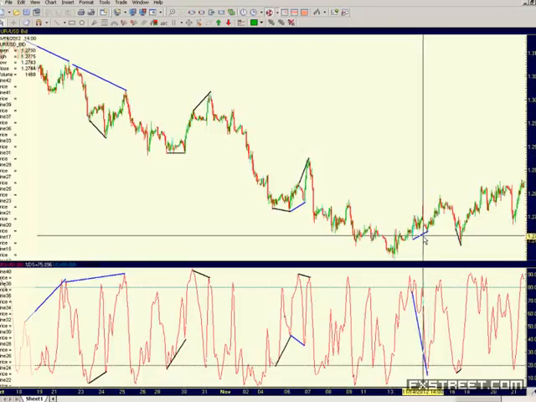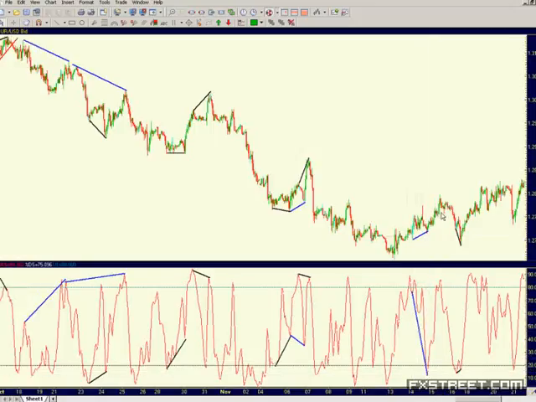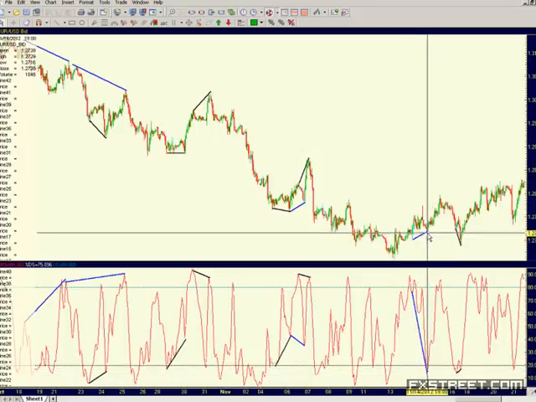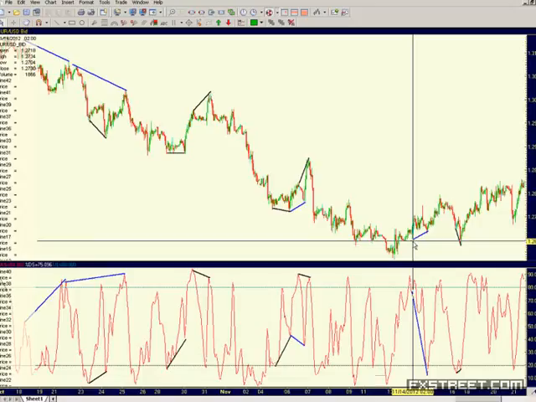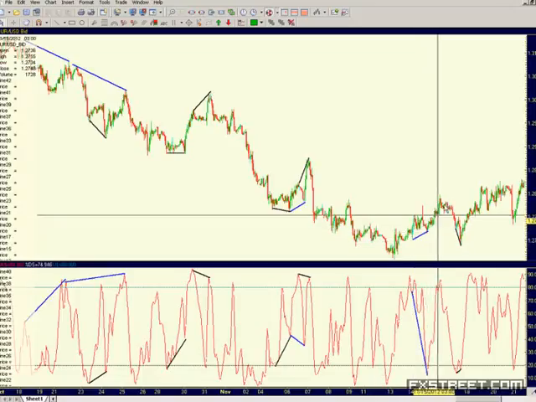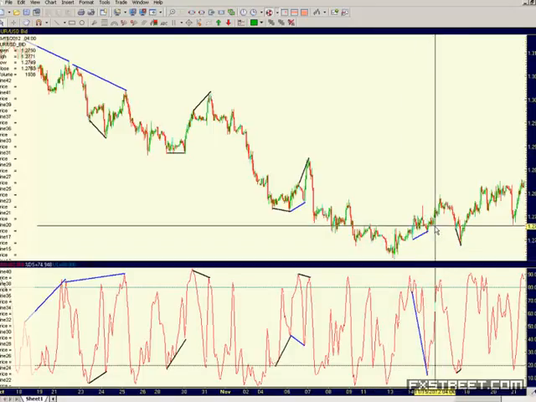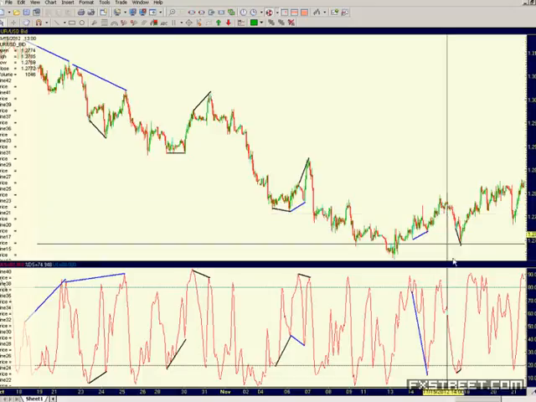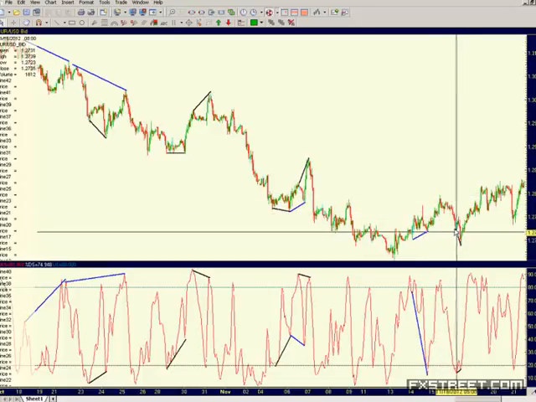Okay, so from there we move further, and look at this divergence here. We got a higher low in price and a much lower low in the oscillator. What is that telling you? That this higher low in price is much more oversold than this lower low right here. And therefore a potential continuation of the uptrend, these higher lows, and a move to the upside. So that was a modest move, but a move nonetheless.